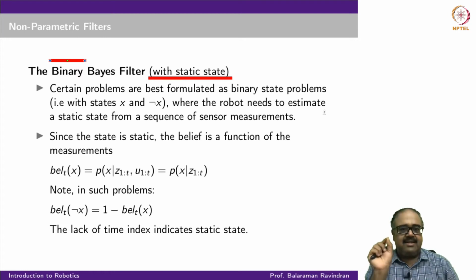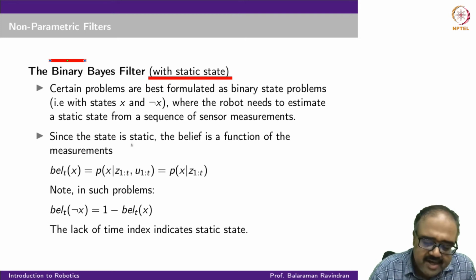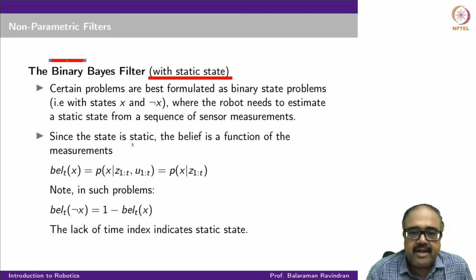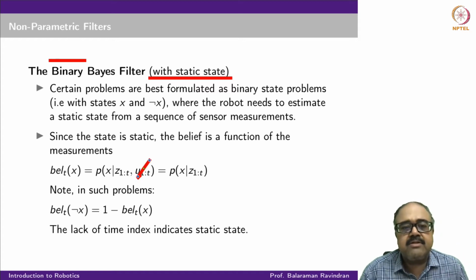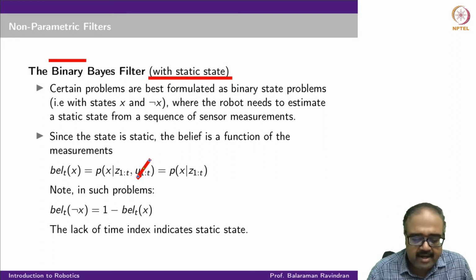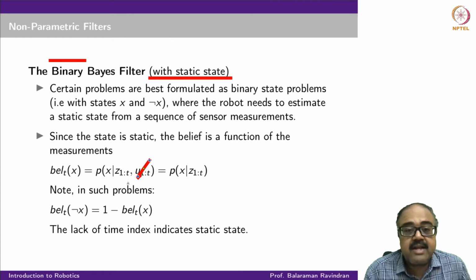So it's a single indicator variable which is either 0 or 1, and I'm assuming that I'm going to make multiple measurements until I am satisfied with my estimate of that. Now, since the state is static, the actions don't really matter. The actions don't play a role because the state is static, meaning the actions don't affect the state. You can see that by the fact that we don't put any time index on the actions, but the observations still have a time index.